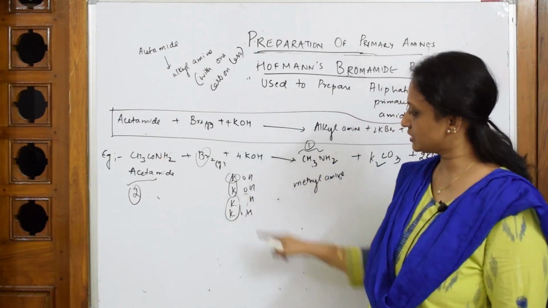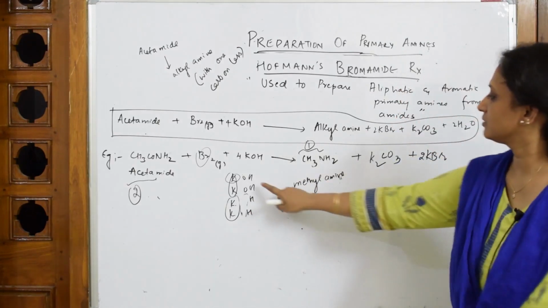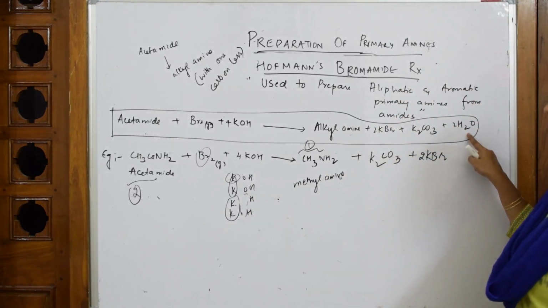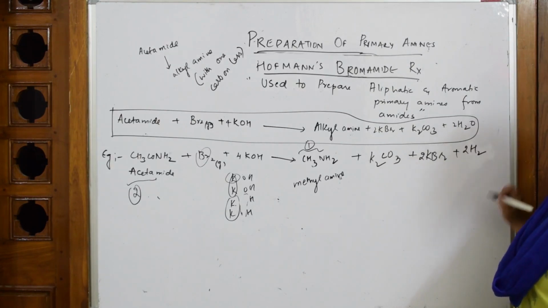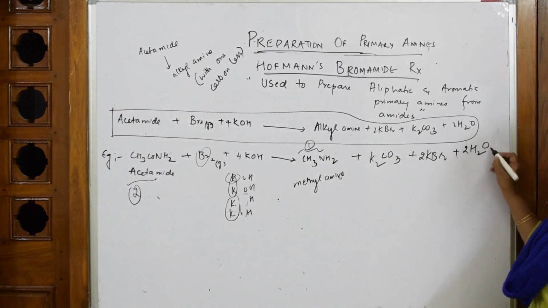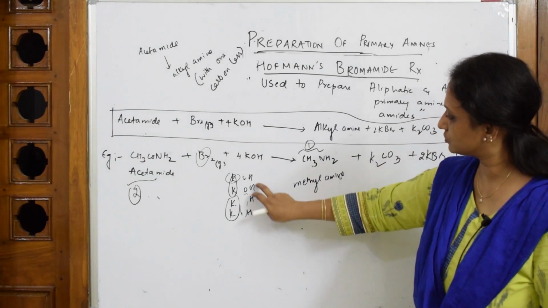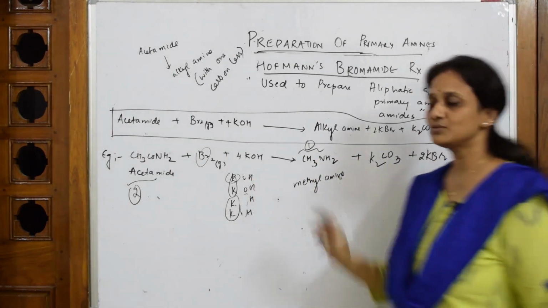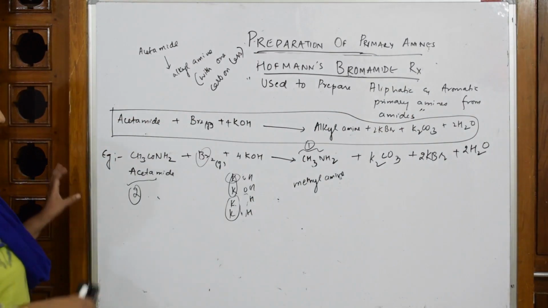Now what are we left with? I am left with hydrogen 1, 2, 3, 4. So 2 2s are 4, so 4 H2. How many oxygens? 2 oxygens, water. So 2 2s are 4 hydrogens, 1, 2, 3, 4, and 2 oxygens. Simple, isn't it? So this is your Hoffmann bromamide reaction.